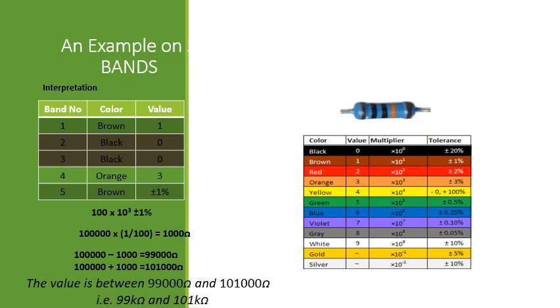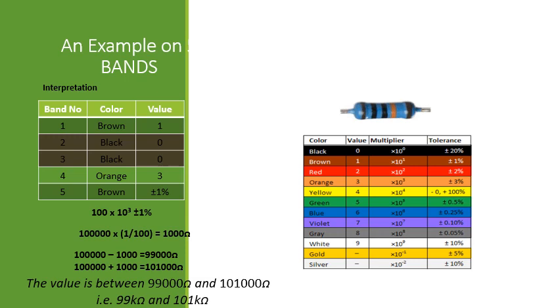Okay, so now brown first, the value is 1. You write down 1. Then the second one is black. The value is 0. You write down 0. The third one is black. The value is 0. You write down 0. Then the fourth one is the multiplier for the 5-band resistor. So what is the multiplier of orange, which is the fourth color? That's times 10 to the power 3. So now do that. What is the answer? That's 100,000 ohms.